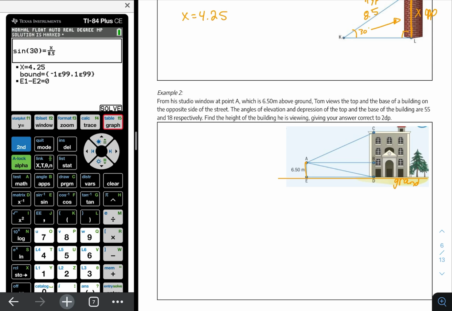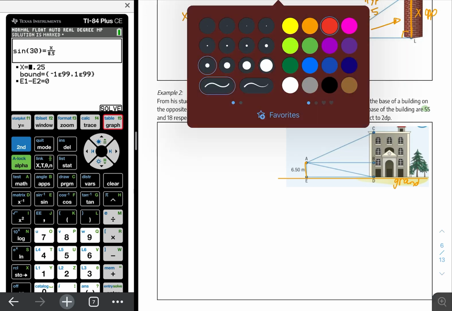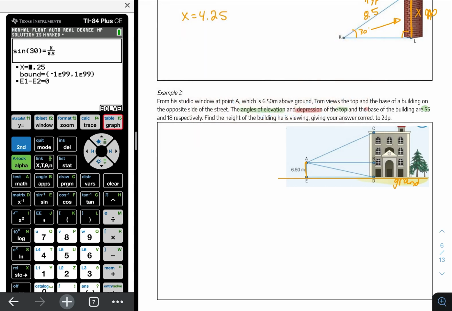So first we have the angle of elevation, and then we have information about the angle of depression. If we read this sentence, the respectively part is super important because we have 2 pieces of information. So first, let's highlight in green all the angle of elevation sections. The angle of elevation of the top of the building is 55, while the angle of depression of the base of the building is 18.